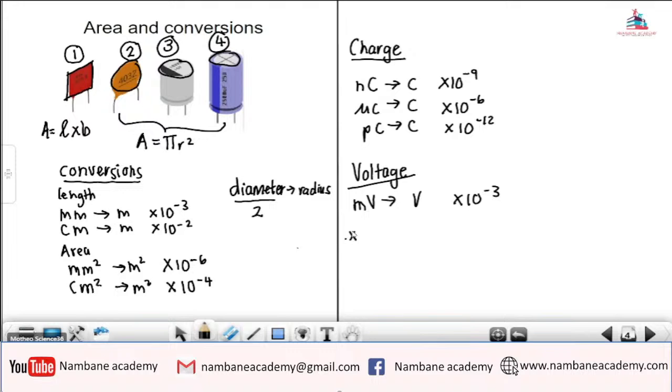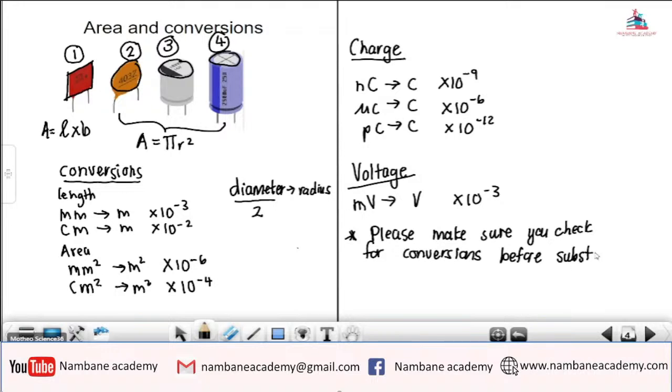Please, I would even write it here. Please make sure you check for conversions before substituting, because this is a big problem. Please, it's a favor that I'm asking. Once you can do all these conversions, a formula is simply something of plug and play.